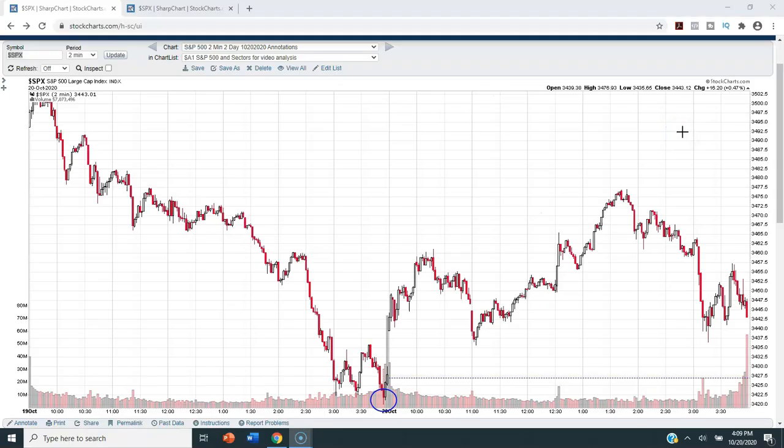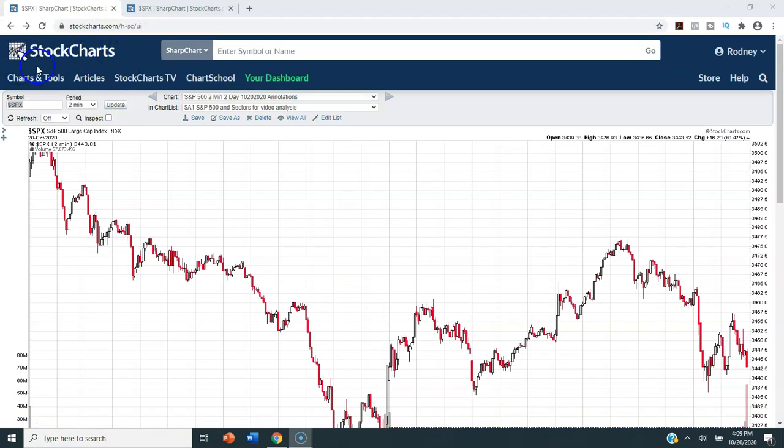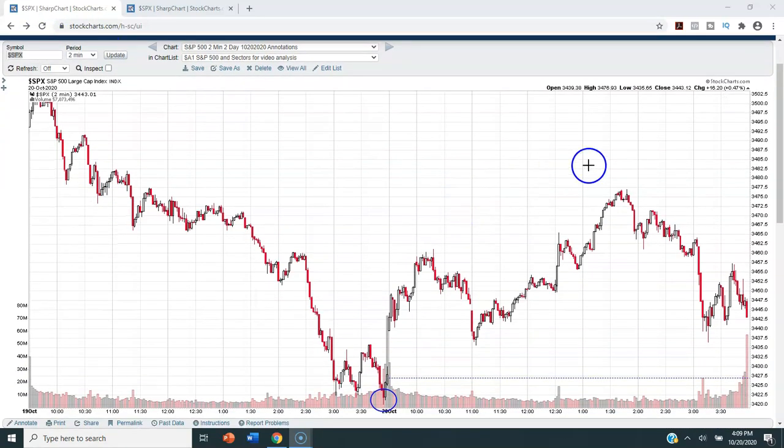Today we will be doing technical analysis on the S&P 500 for Tuesday, October 20th, 2020. And for this analysis, we will be using stockcharts.com.